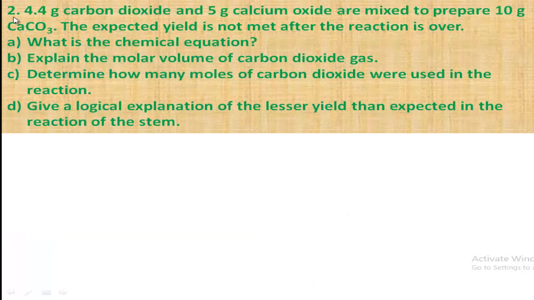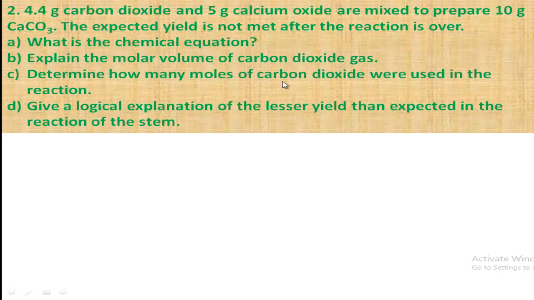Now follow the next questions. 4.4 gram carbon dioxide and 5 gram calcium oxide are mixed to prepare 10 gram calcium carbonate. The expected yield is not met after the reaction is over. This is a very important question for your exam, so try to listen attentively. At first, A number question: what is the chemical equation? Explain the molar volume of carbon dioxide gas. Molar volume of carbon dioxide gas means the volume of 1 mole of carbon dioxide gas, and this is 22.4 liter. You have to explain like this way.